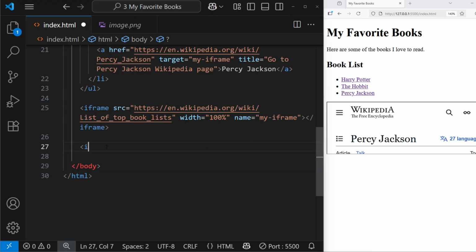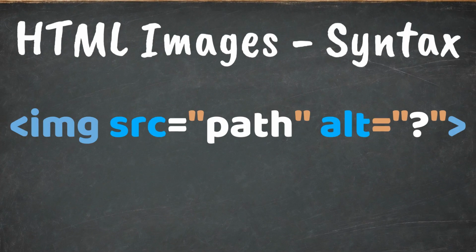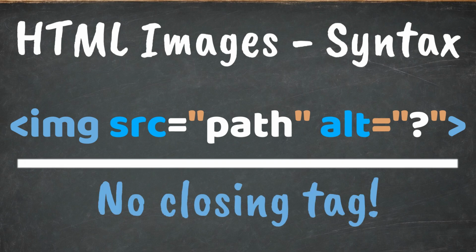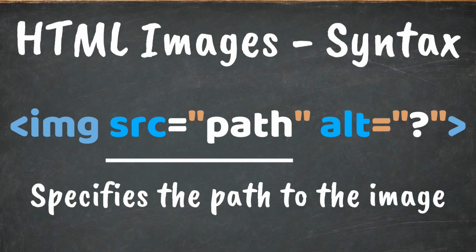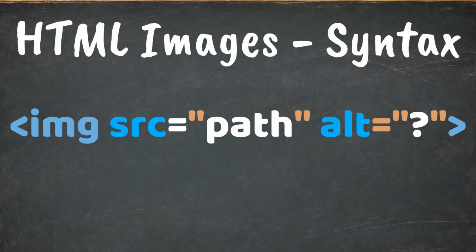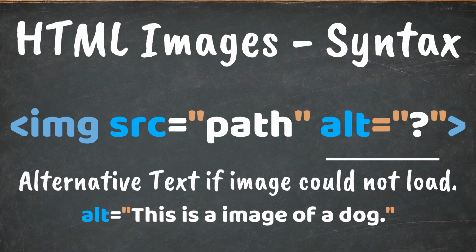We can also use images as links, but first let's look at the syntax of an img tag. The image or the img tag is empty, meaning it contains attributes only and does not have a closing tag. The image tag has two required attributes: a src, specifying the path of the image, and an alt, meaning alternative, specifying an alternative text for the image if the image could not load.